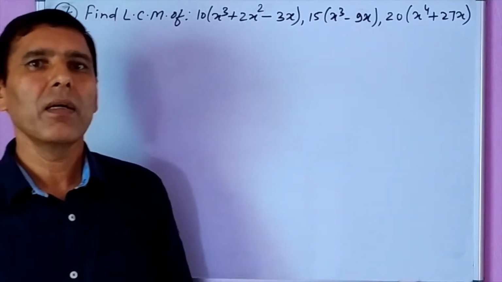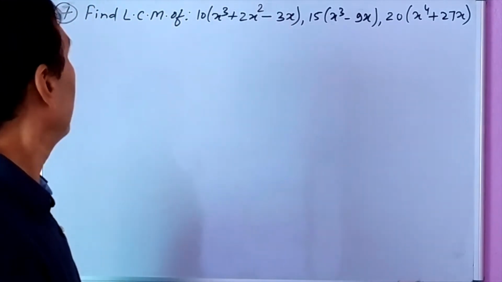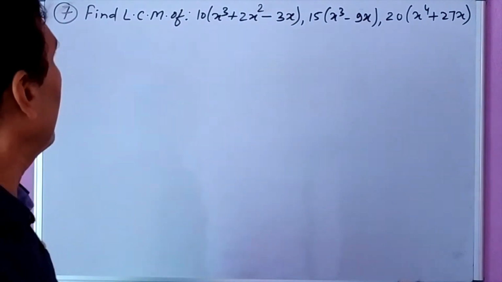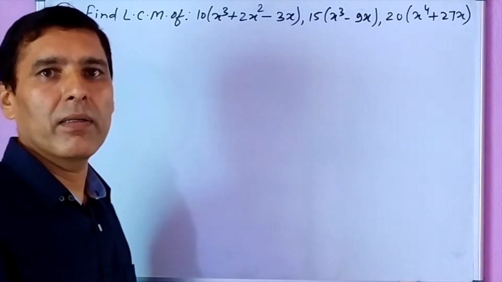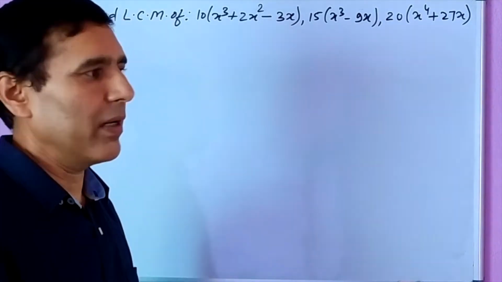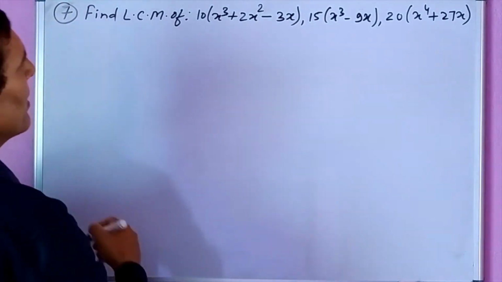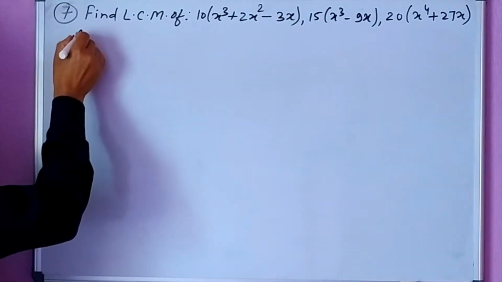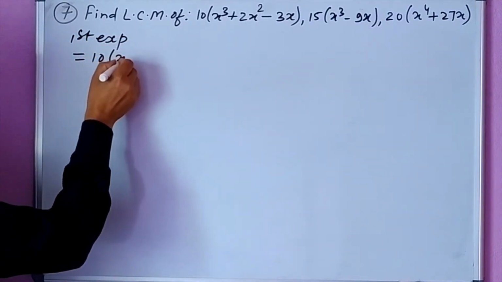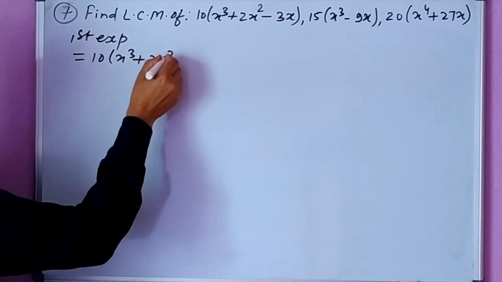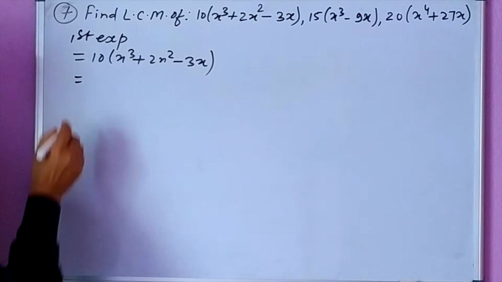To the class, we are finding the LCM of algebraic expressions. Here we have question number 7 to find the LCM. There are three expressions. So to find their LCM, we factorize them one by one. So let's start factorization. First we have the expression 10x cube plus 2x square minus 3x. This is the first expression. How do we factorize it?